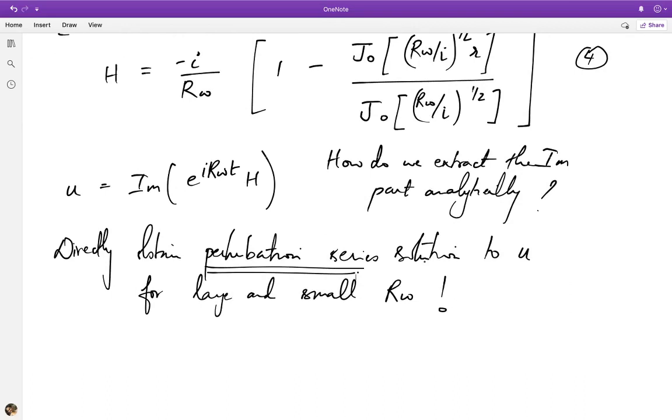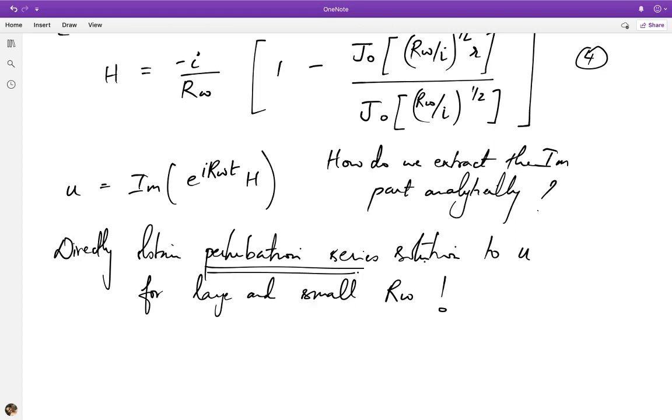But what I'd like you to bear in mind is this example shows you that perturbation series are useful not only if you have a nonlinear problem that you cannot solve analytically. They can also be useful when you have an analytical solution, if that analytical solution is too complex to gain any physical insight from, right?